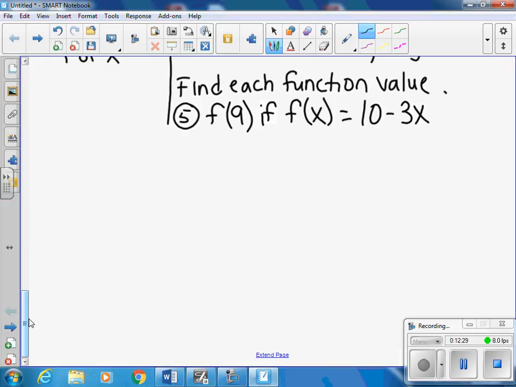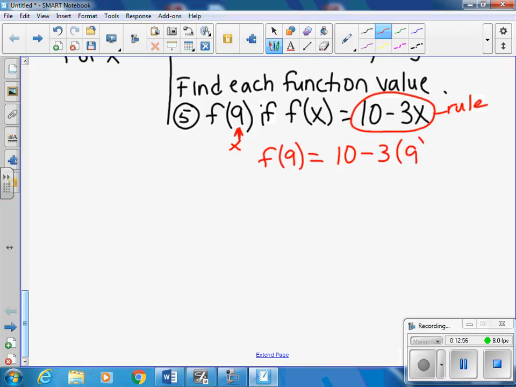All right, so there's some key parts to this. This 9 right here is in place of the x. That's what you're going to substitute in for the x over on the right-hand side. You still have the rule, just like you would for a table, but we're not making a table because we're only doing one value. The rule is where you plug that number in. So the work for this literally looks like this: f of 9 equals 10 minus 3 times 9, and we're going to simplify that right-hand side. Don't mess with the left-hand side. It's going to stay f of 9 no matter what.